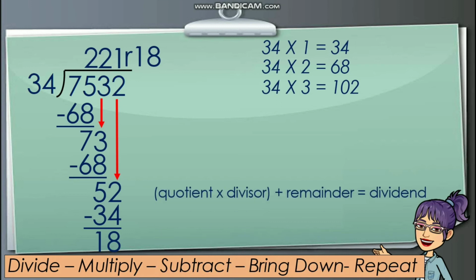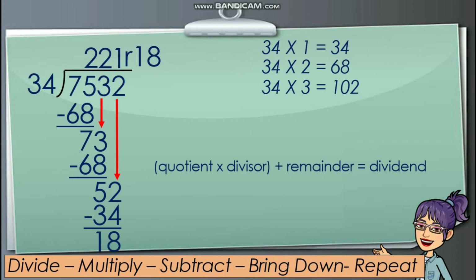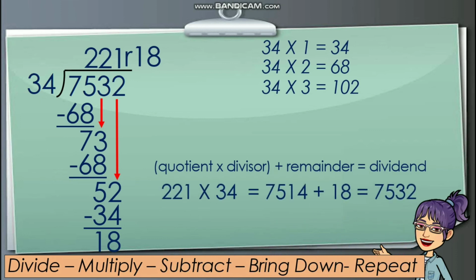To check, let us multiply 221 times 34, and that is 7,514. Then add the remainder, which is 18. So that is equal to 7,532. So we have the same dividend. It means our answer is correct. By the way, you cannot have a remainder which is bigger than the divisor. So if your remainder is bigger than the divisor, it means your answer is wrong.